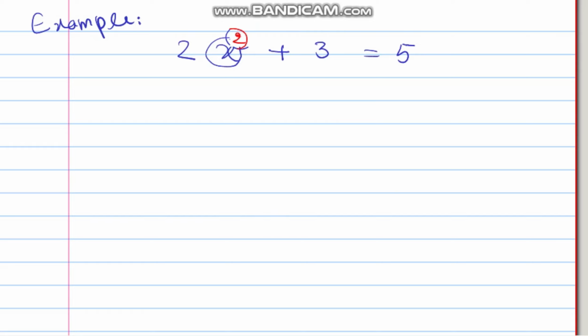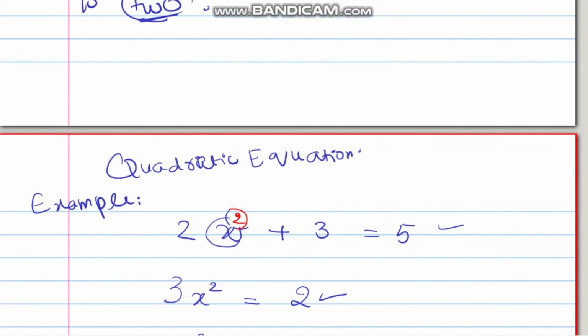Now, for example, let me write another example for you. It is 3x square is equal to 2. What is this? This is also a quadratic equation. Very good. Now let me write another equation for you. x square is equal to 1, quadratic equation. So these are all quadratic equations.